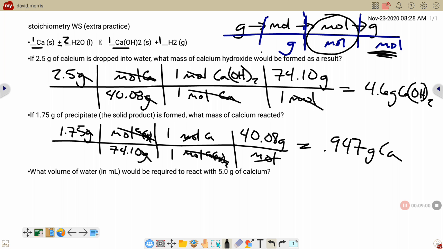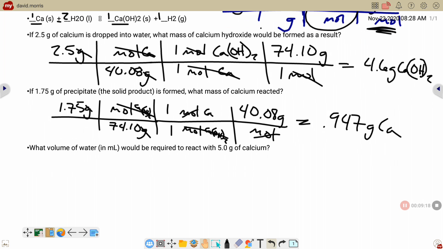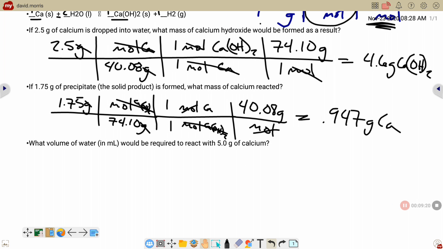Next one. It says what volume of water, in milliliters, would be required to react with 5 grams of calcium. So this time, finally, I'm not going to have a 1-to-1 ratio, so we'll see how that actually affects it. It is a 1-to-2 ratio of calcium to water. Just start with whatever they gave you, 5 grams of calcium.